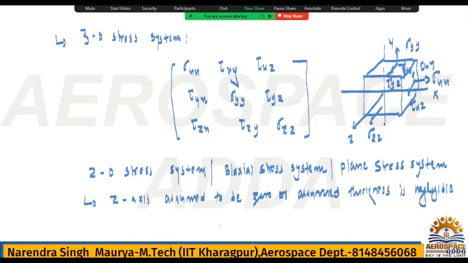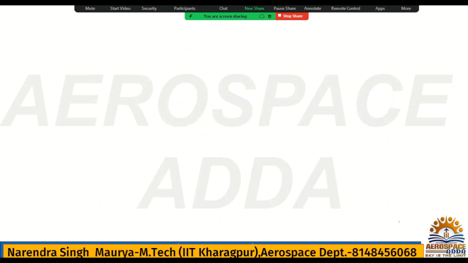So obviously if there is no z axis, then what will be the stress in the z direction? Sigma zz is 0. Tau in the z axis will be 0. Tau yz will be 0, and obviously tau xz is 0, then tau zx, because of complementary stress. If tau yz is 0, then tau zy is also 0. So if you want, you can mention here, this is also very important: plane stress, which is also called the 2D stress system.